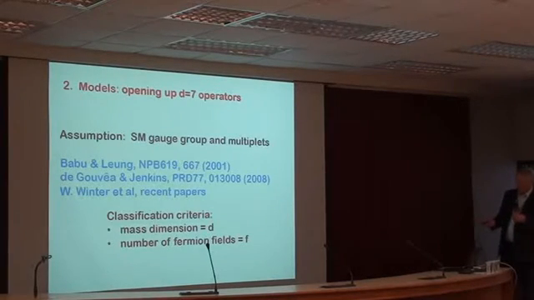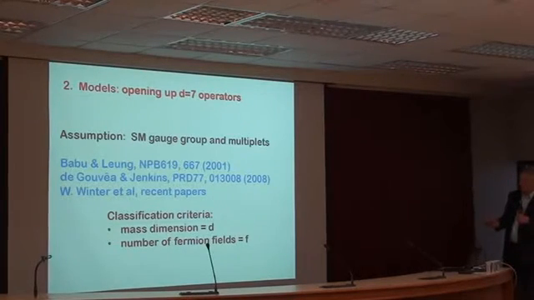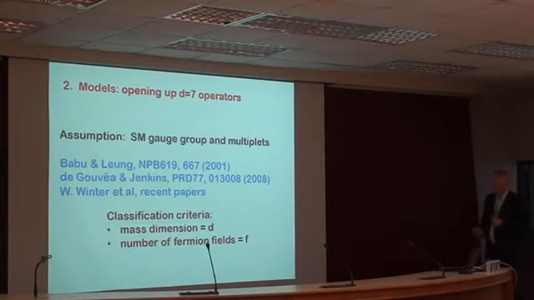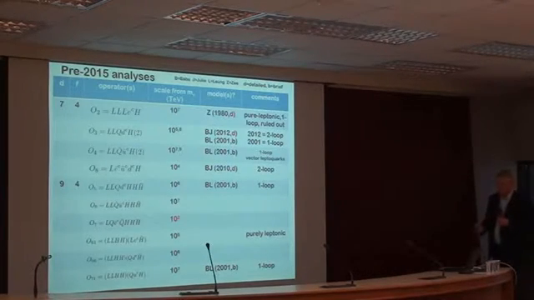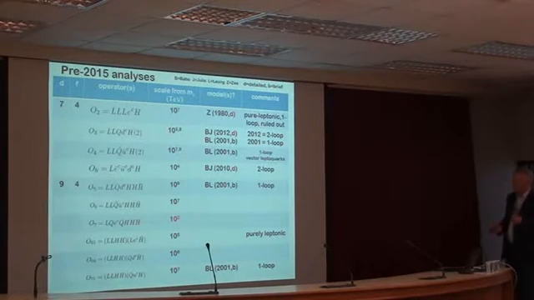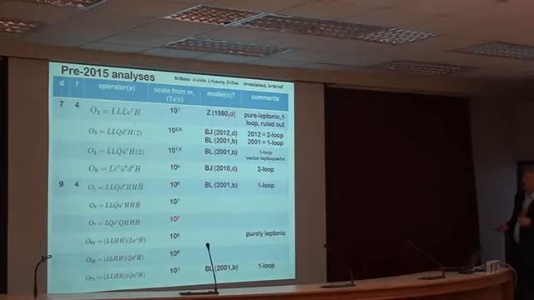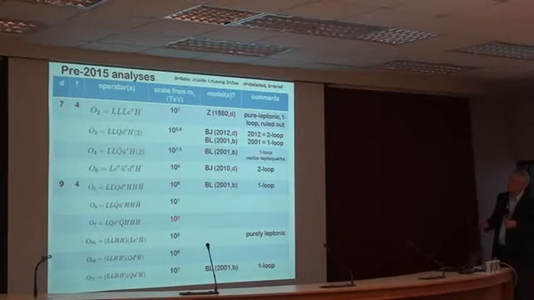First of all, let me note that the classification of these operators was done by Babu and Leung some time ago, was re-examined by Degrande, Gunion and Jenkins some time later, and also a group around Walter Winter in Germany has been working on such issues in recent times. Some of you in the audience have seen this slide before a few times. This is a list of the effective operators. Here are the dimension 7 ones. There are 4 different ones from the point of view of their flavor content.